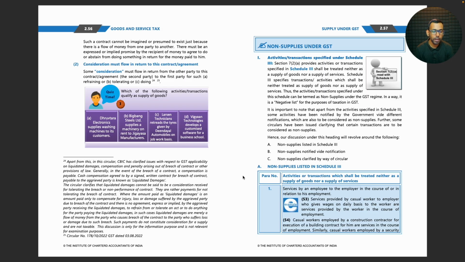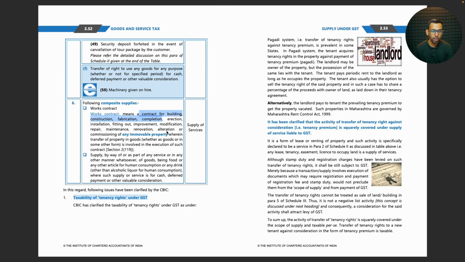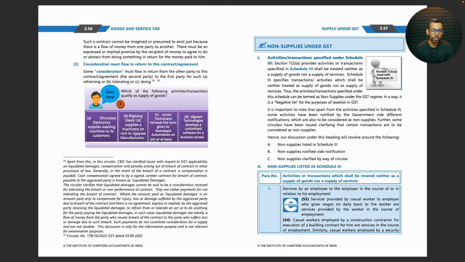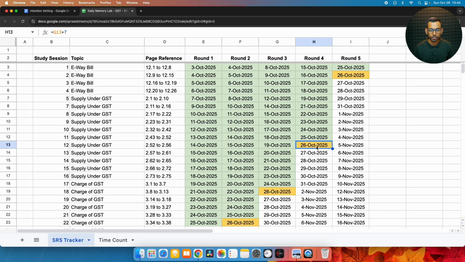Larsen Technicians retreads the tires given by Deen Dayal Automobile on work basis. So we just saw here works contract. All works contracts are to be treated as supply of service. So on job work basis. Next, Vigyan Technologies develops a customized software. Customized software, development of software, is again supply of service. So on that note, we have completed our second target.